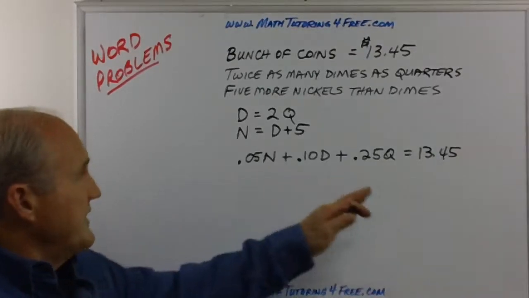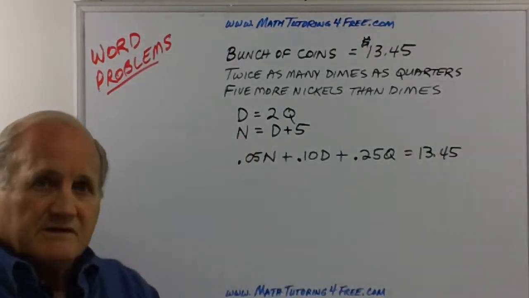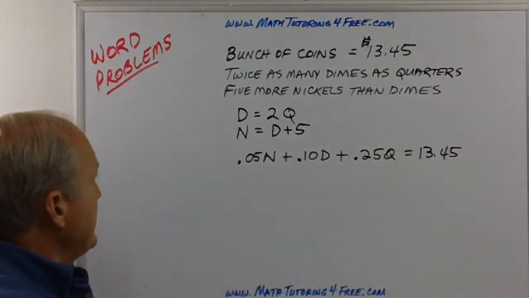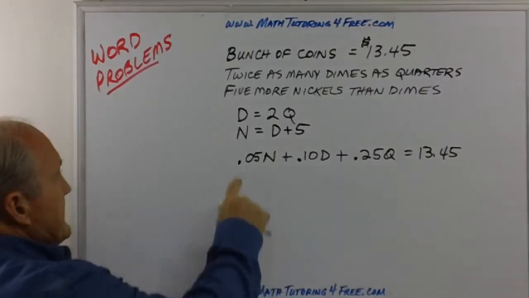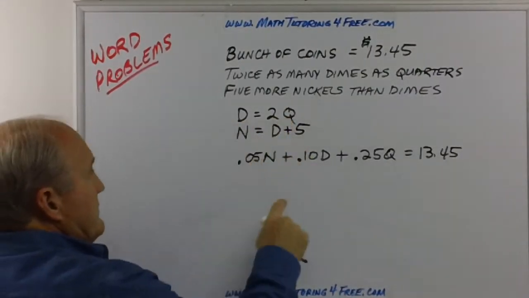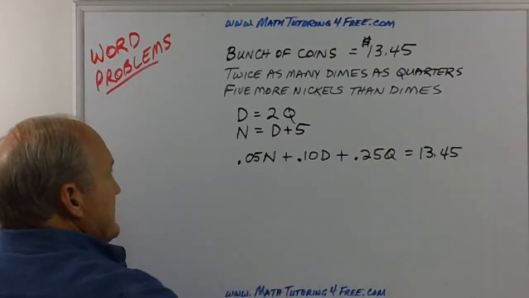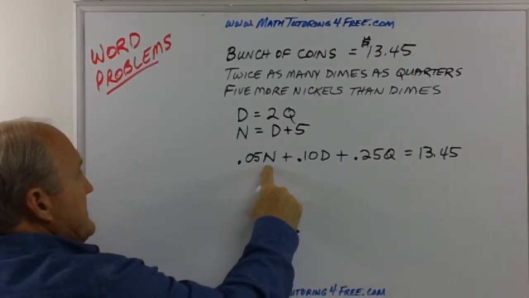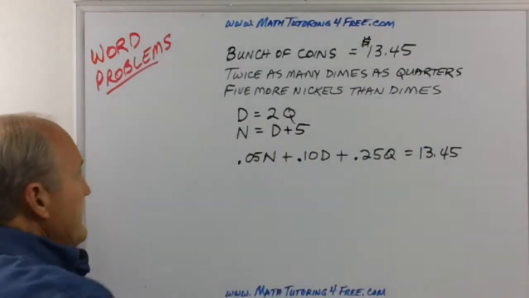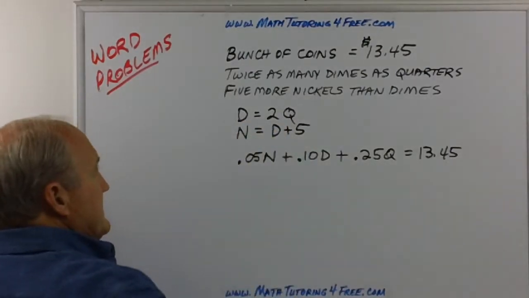Okay, but we've got 3 unknowns. We've only got 2 equations. What are we going to do? Well, in this case, we could substitute, instead of the D, we could put 2Q. Then we'd have quarters, but we still got the nickels, and we don't have any relationship between nickels and quarters. But we do have a relationship between dimes and both quarters and nickels.